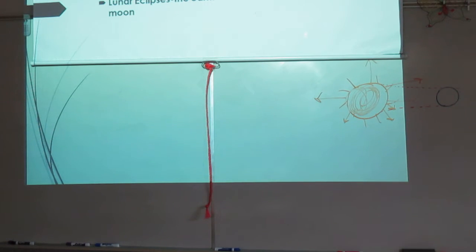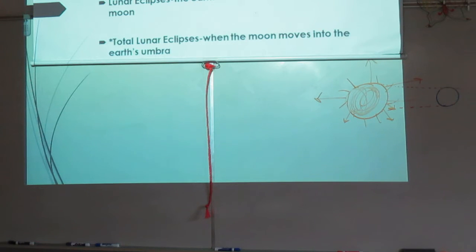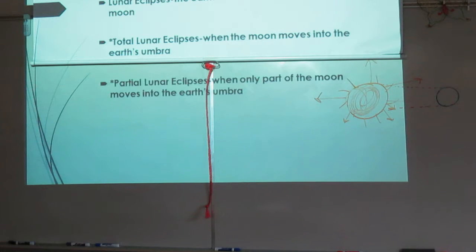So again here there's total and then there's partial too. In a total lunar eclipse, the moon is in the Earth's umbra, which is the Earth's shadow. It's completely covered by the Earth's shadow. You can't see it really at all. And a partial lunar eclipse is when you can see a part of the moon moving into the Earth's umbra. When you're having a total lunar eclipse, you'll see partial lunar eclipses too, because it is a partial lunar eclipse as it moves totally into the Earth's umbra.